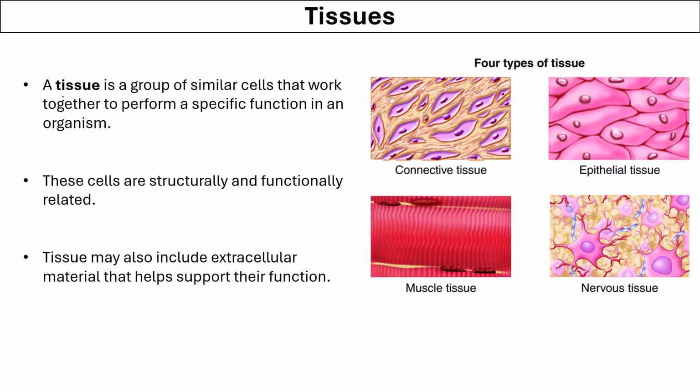What are tissues? Tissues are groups of cells that work together to perform a specific function. These cells can be structurally and functionally related. They don't have to be identical, but they are related in terms of their function and structure. Sometimes around these cells you might have some extracellular matrix. So the cells have some spaces in between them, which are called extracellular spaces, and in these spaces you have a matrix or fluid called the extracellular matrix.